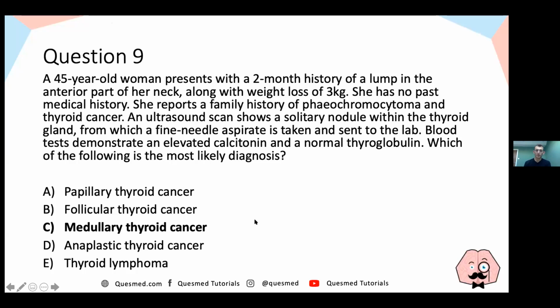Excellent. So medullary thyroid cancer is the correct answer. And we'll go through each of the cancers now, but the main clues in this question are that she has a family history of pheochromocytoma and thyroid cancer. And in terms of family history of pheochromocytoma, it's important to think about the MEN syndromes. MEN2 has an association between pheochromocytoma and medullary thyroid cancer. And the fact that she has an elevated calcitonin points towards medullary thyroid cancer as well.